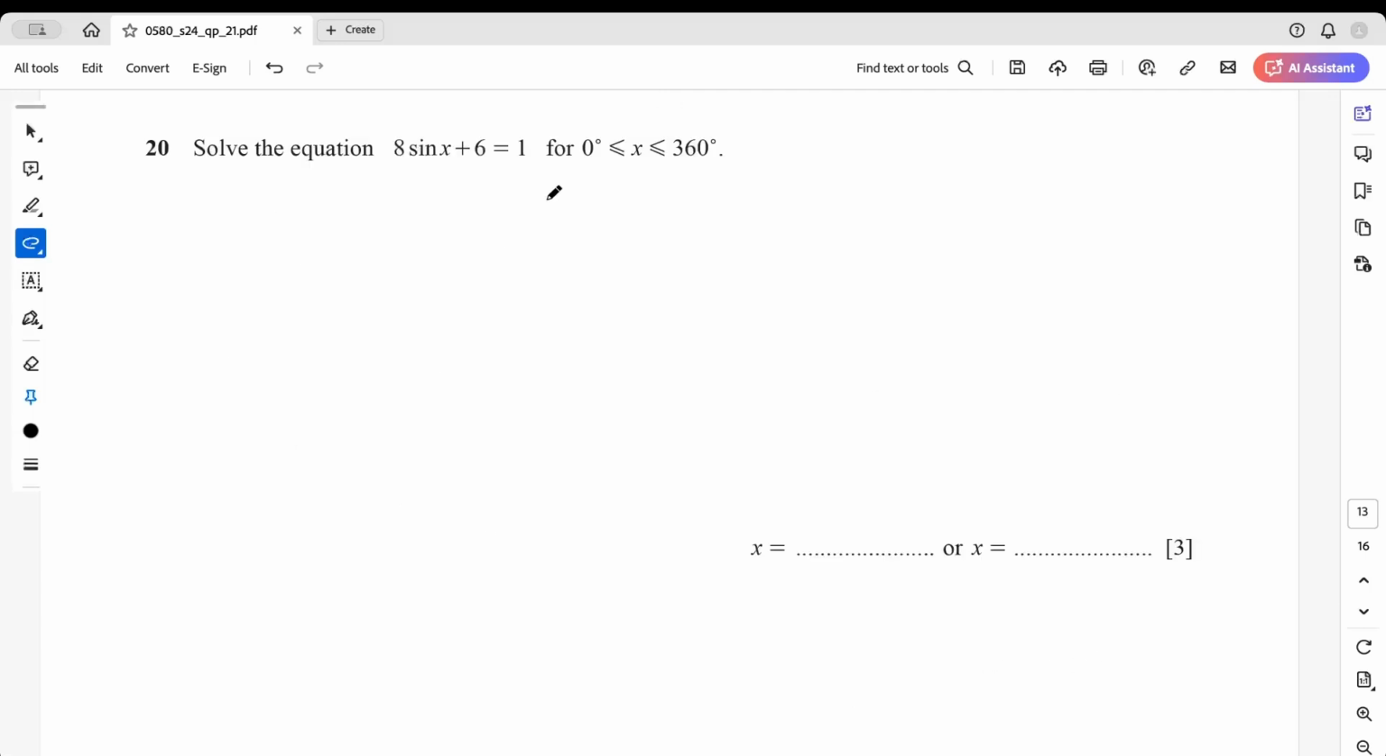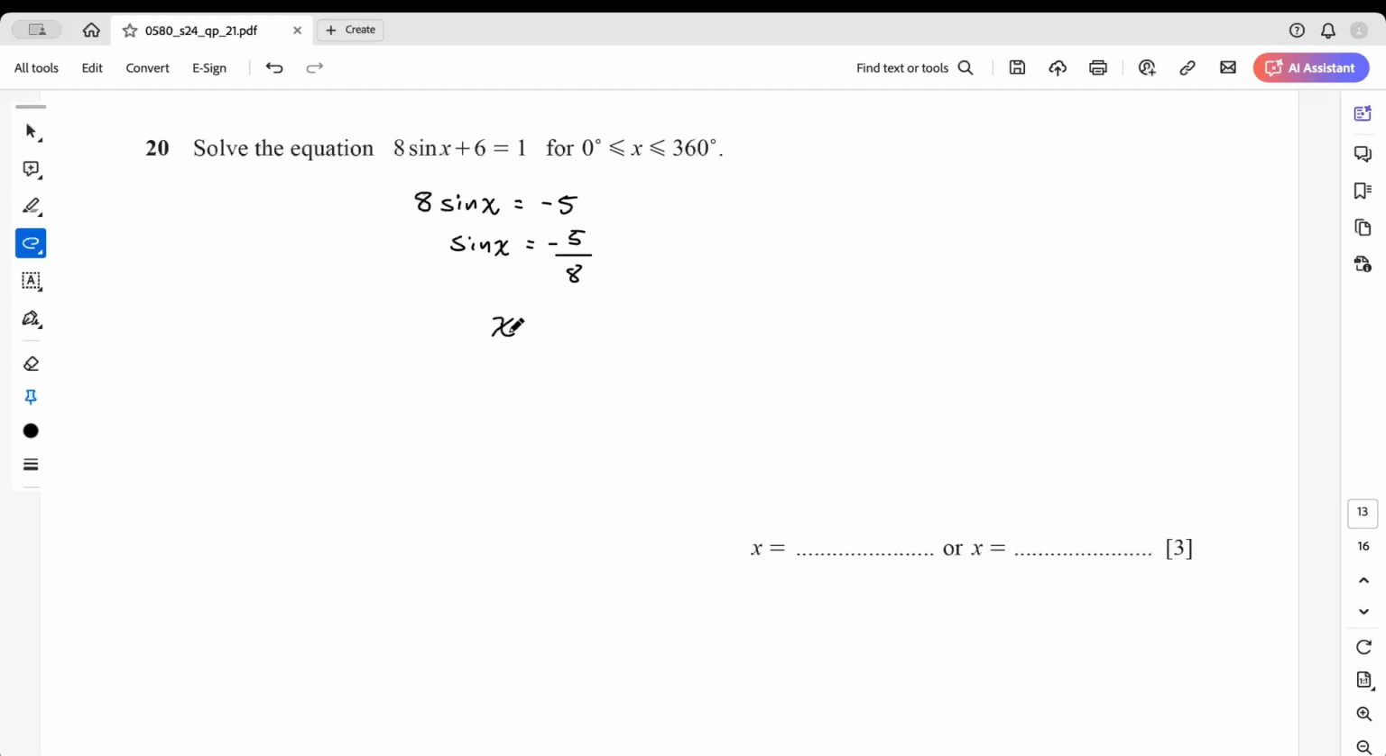Question 20, solve the equation 8 sin x plus 6 equals 1. So this is a trigonometric equation for 0 to 360 degrees. So first of all, rearrange this. 8 sin x equals -5, moving the 6 over. And sin x equals -5 over 8.